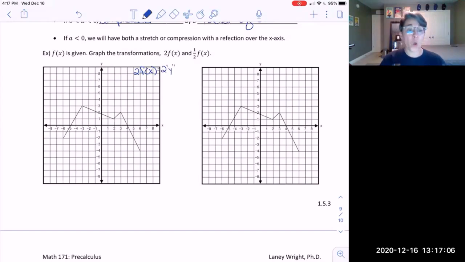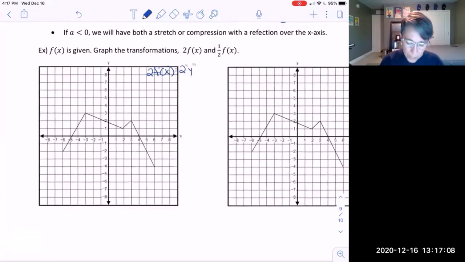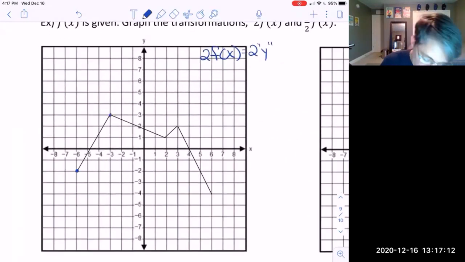So again, let's look at all the y values that we know. I'm going to kind of indicate those points. And we're going to take all of the y values and multiply them by 2. So the x's will not change. So the first point on the left, our y value is -2. Multiply that by 2, and we end up going down to -4. Second point, our y value is 3. Multiply that by 2, and we get a y value up here at 6.